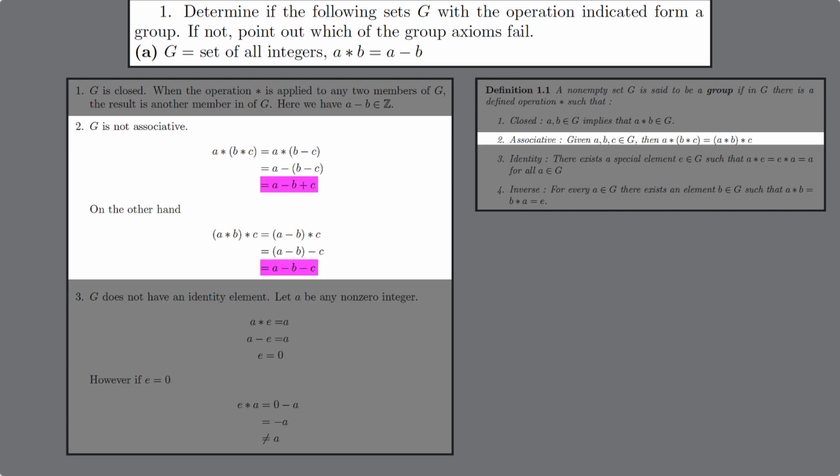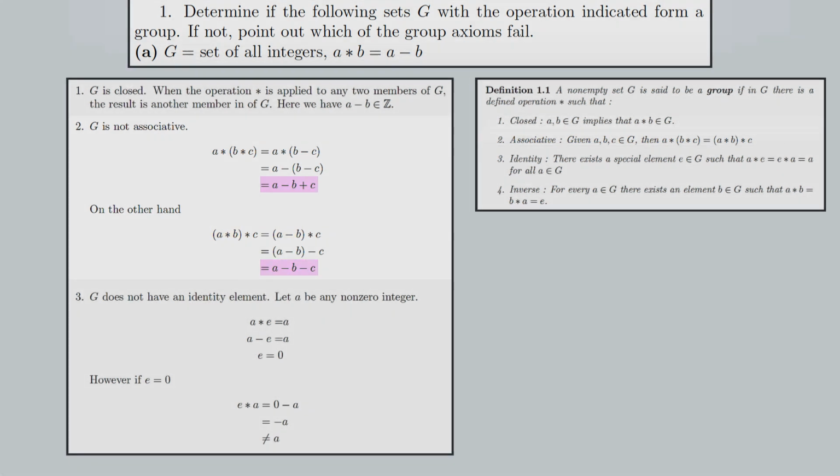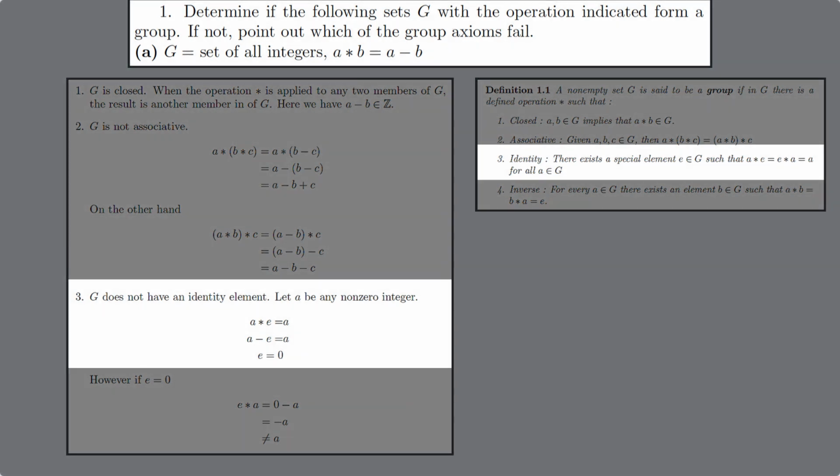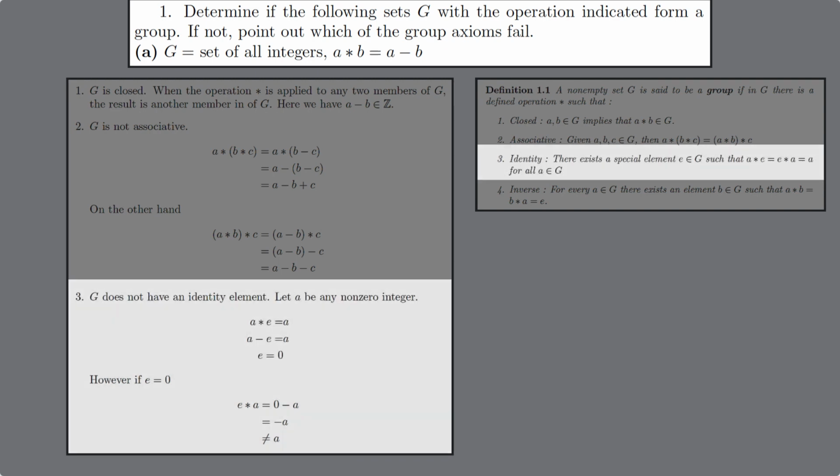At this point, we know that one of the properties of being a group has failed, so we know that G is not associative, but let's go ahead and check conditions 3 and 4. 3, do we have an identity element? An identity element has to satisfy A star E equals A, so we just solve for E in that equation. Star is simple subtraction, so A star E becomes A minus E. In order for this equation to be true, E has to equal 0. However, if E equals 0, what happens to our second equation, E star A? In order for E to be the identity element, E star A also has to equal A, but we see that it doesn't.